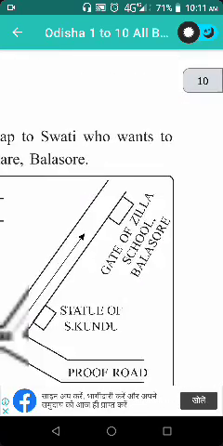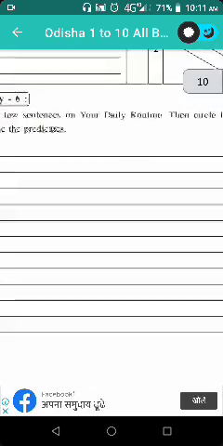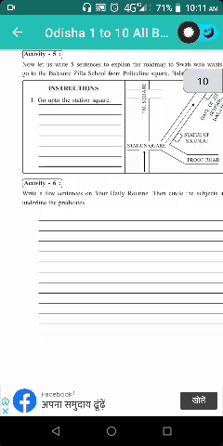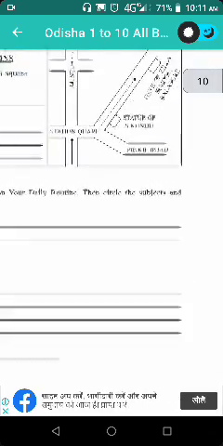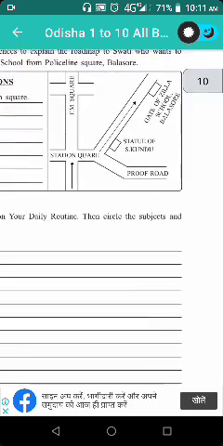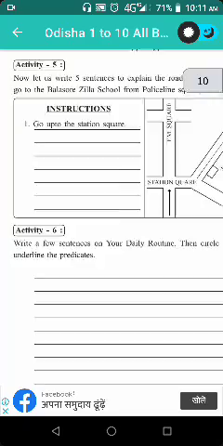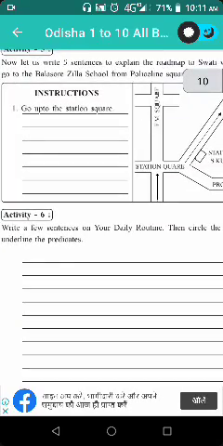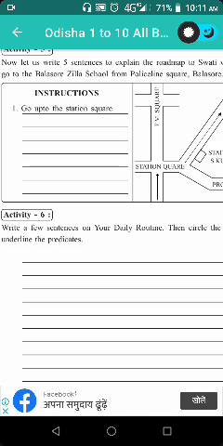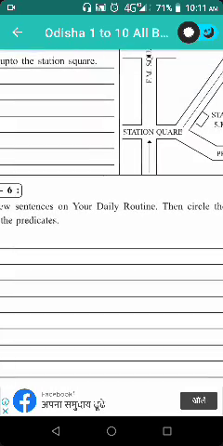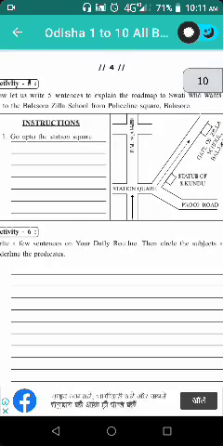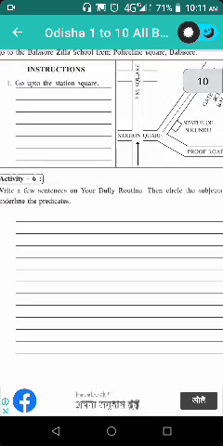Then activity 6. Write a few sentences on your daily routine. Then circle the subjects and underline the predicates. Write your daily routine and find out the subject and predicate. Circle the subject, circle means round, and underline the predicate part.